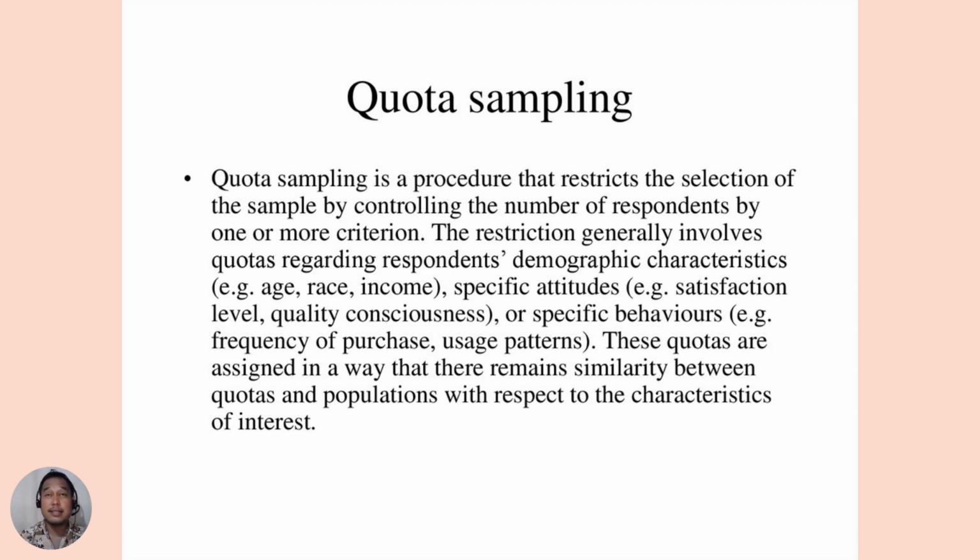of interest. So let's say you have a certain quota or number of respondents for male and a certain quota for female respondents. So you have to have that number of participants. That's why it's called quota. Okay, so those are what we need to learn about research design, about sampling procedures, and the sample size.